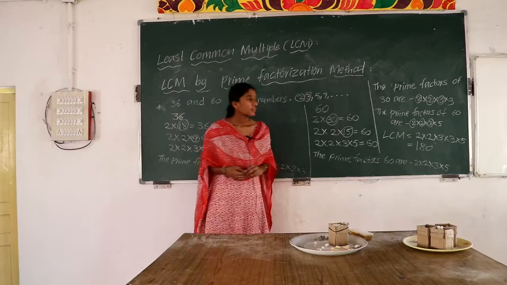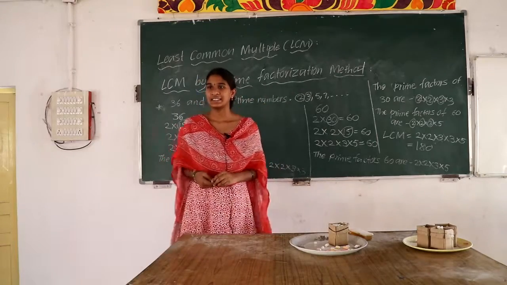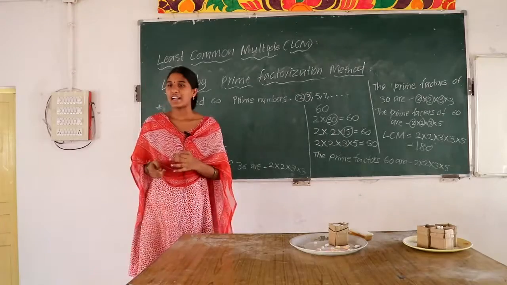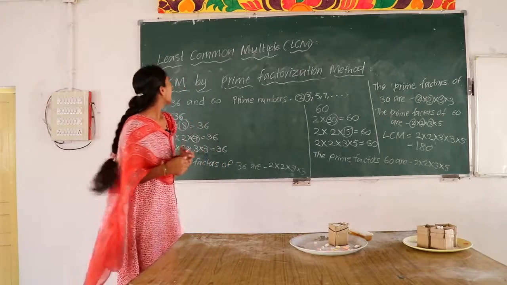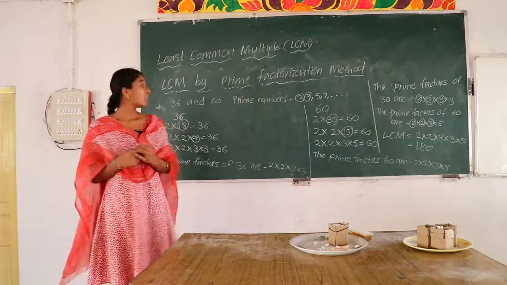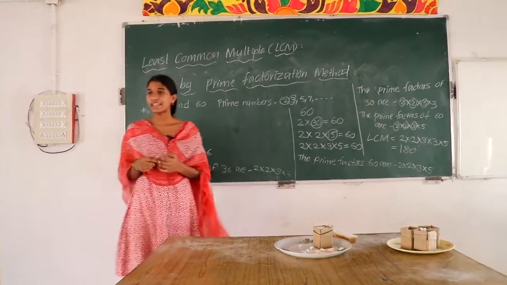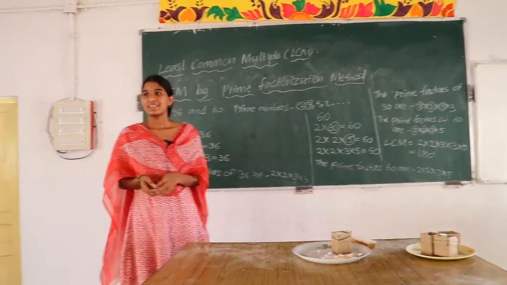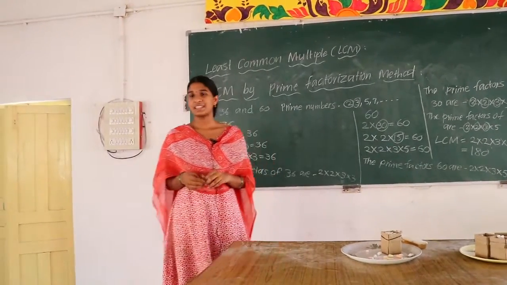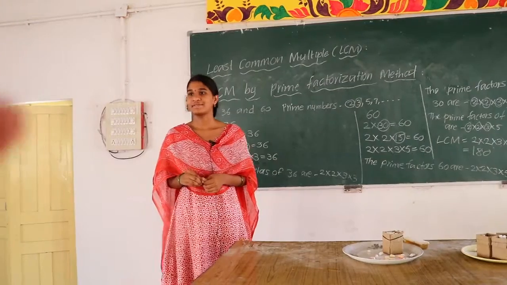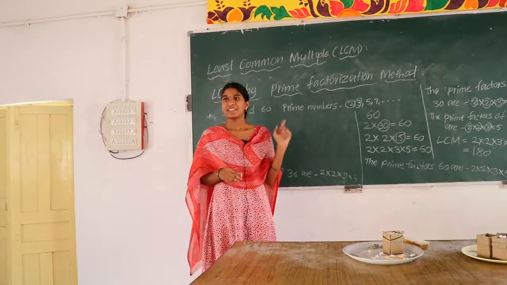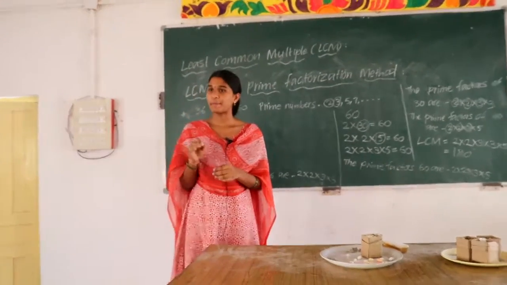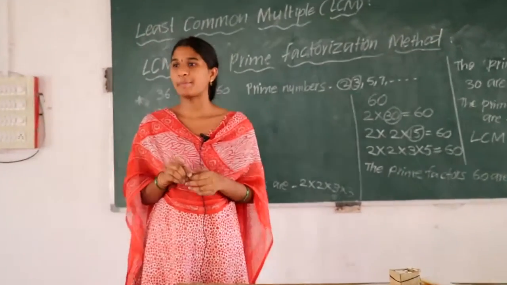What have we learned? First, least common multiple and LCM by the prime factorization method. Shall I ask one question? What is the definition of least common multiple? The least common multiple of two or more given numbers is the least of their common multiples.